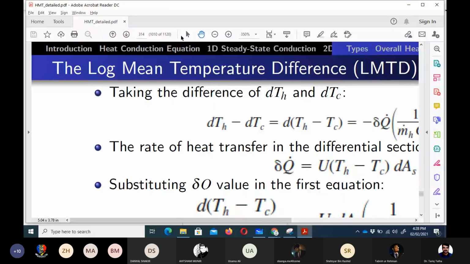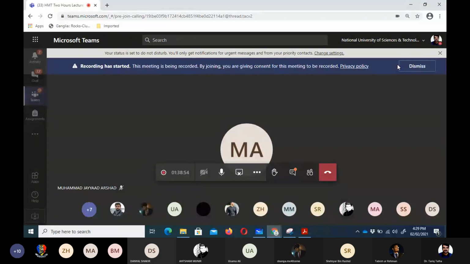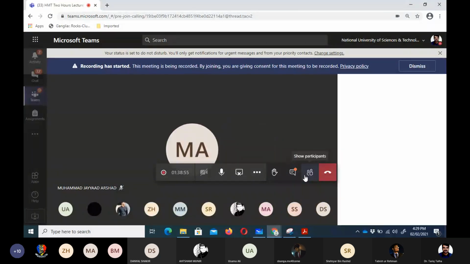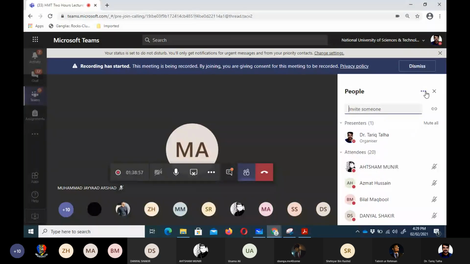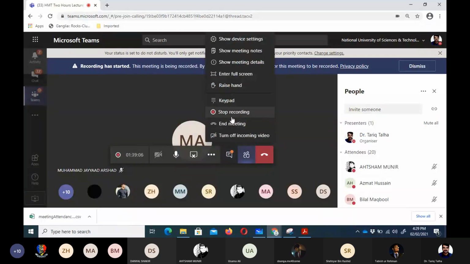So hopefully things are a little bit clear. Maybe if you have any query, you can ask. Let me download the attendance, and then if there is no further query, maybe you are free to leave. I have downloaded the attendance. If there is any further query, you can ask. If someone wants to leave now, that is okay.